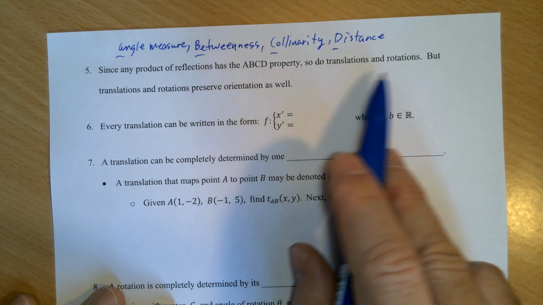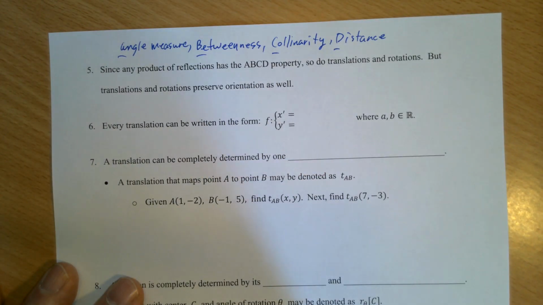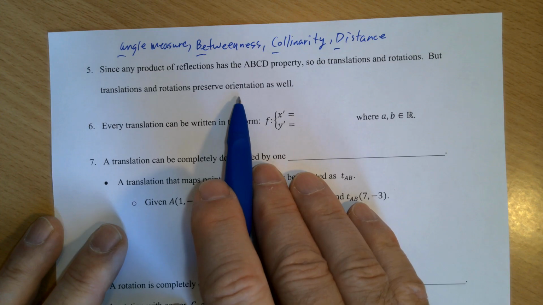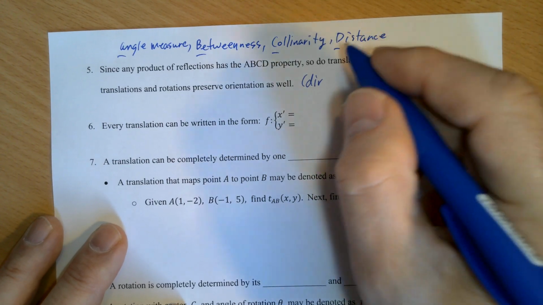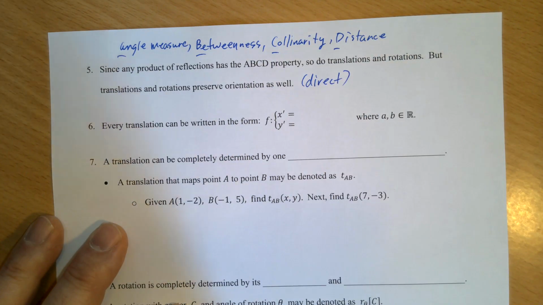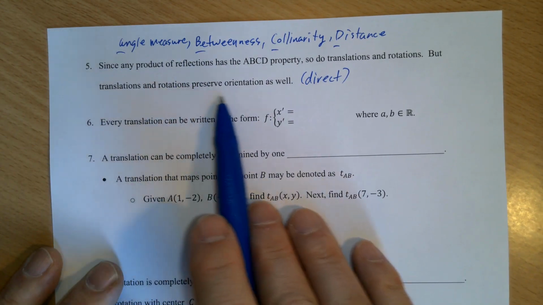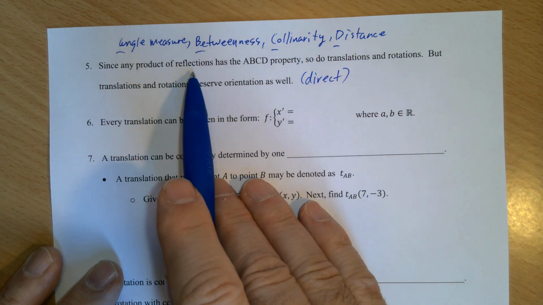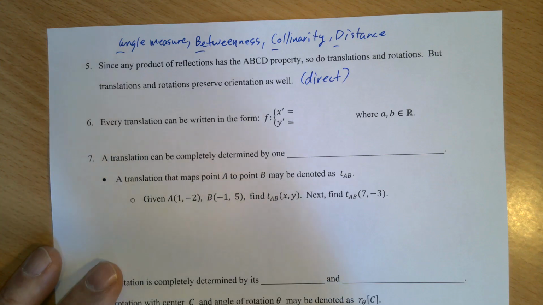Because of that, translations and rotations will also maintain all four of those. But translations and rotations preserve orientation as well. So if they preserve the orientation, they are direct, not opposite. Now, reflections, remember, that's not listed here. Reflections reverse the orientation, so they would be considered opposite. Okay.